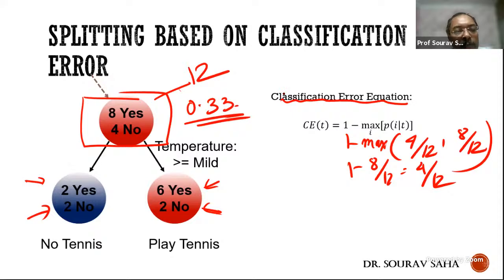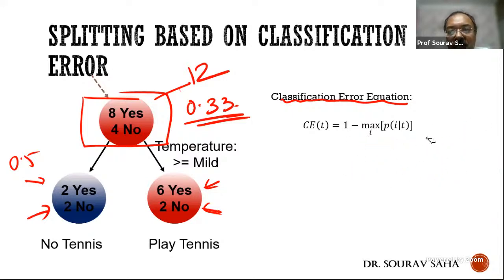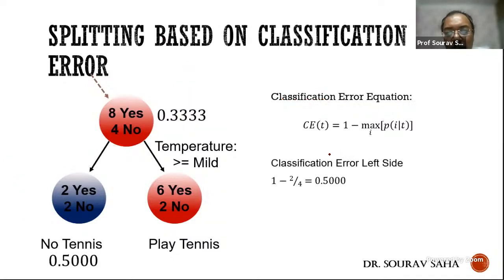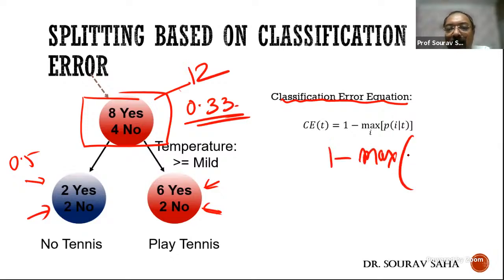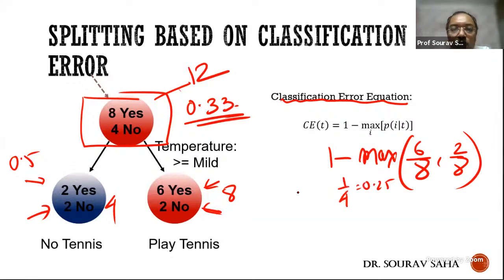Now, once I have done that splitting, if I look at the left hand part and apply the same paradigm, I'll find my impurity value is 0.5. On the right hand side, if I do the same thing, can anyone give me the impurity value on the right hand part? 6 cases of yes and 2 cases of no. Okay, only one person is giving the answer. What happened to the others? Very simple: 1 minus maximum of 6 by 8. 8 data points are there on this side, 4 data points on the other. So 2 by 8 is 1 by 4, which is 0.25.